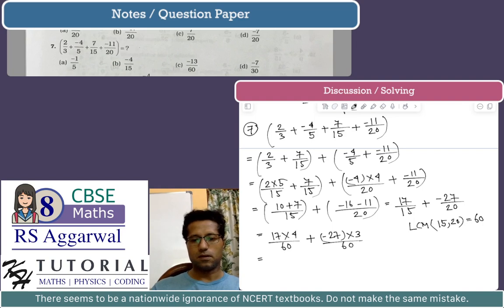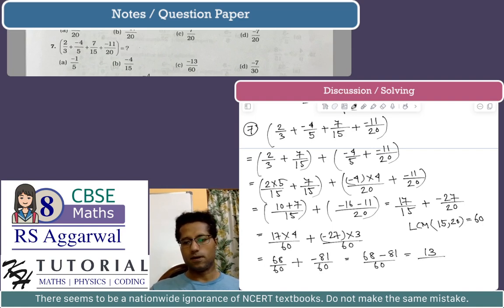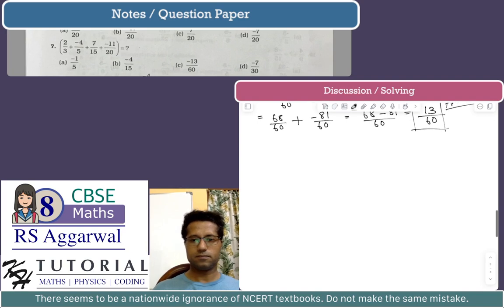So this is 68 by 60 plus minus 81 by 60. So this is equal to 68 minus 81 by 60, and this is equal to minus 13 by 60. Minus 13 by 60 is the result. So the correct answer is choice C. Let's do problem number 8.